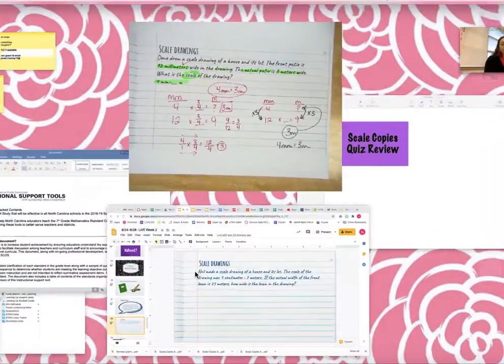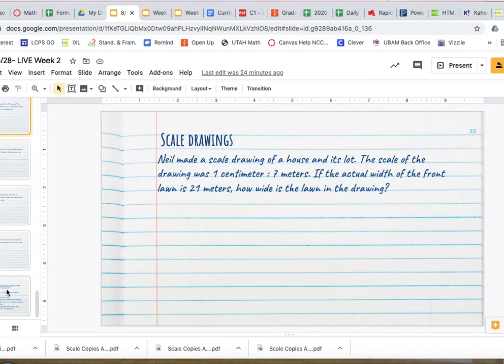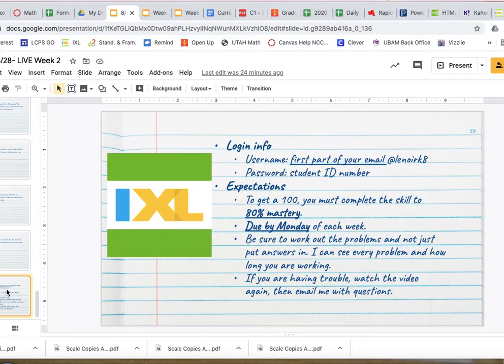So your IXL today, let me just tell you about it. Your login info is your username, the first part of your email, and then it says @LenoreK8, and then the password is your student ID number. For today, or any IXL skill for me this year, your goal to get 100 as a grade is going to be to reach 80% on that skill. Okay, you don't have to get to 100%, you have to reach 80%. So IXL is going to be given on Wednesdays, and they're going to be due by the next Monday. So if they're given tomorrow, by next Monday, the 31st, they're due, okay?